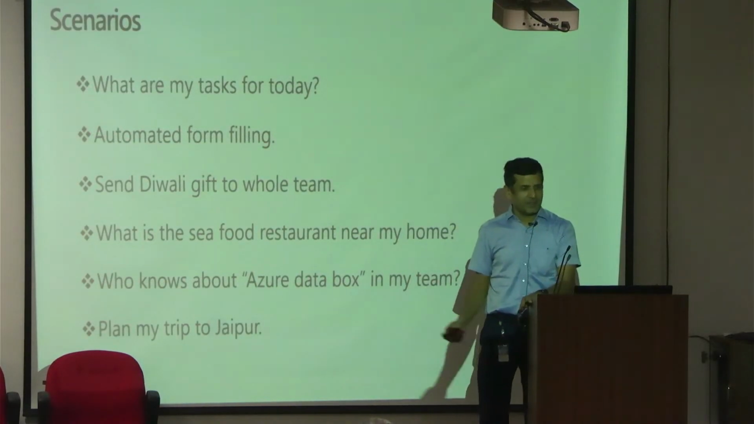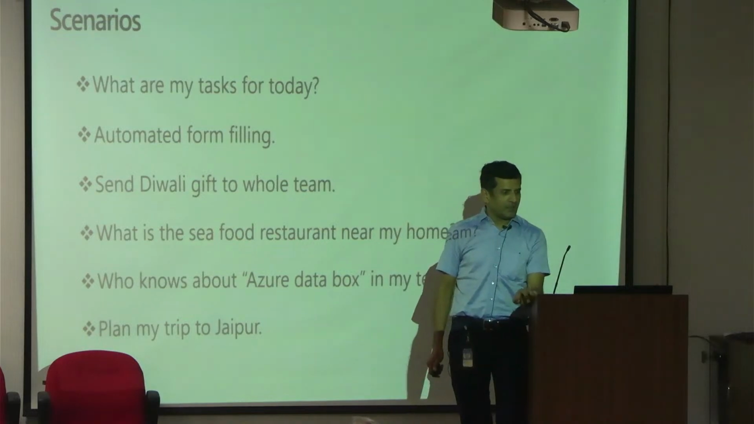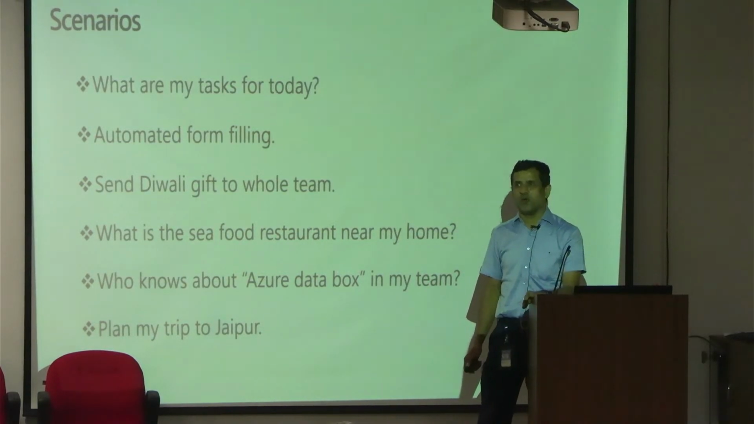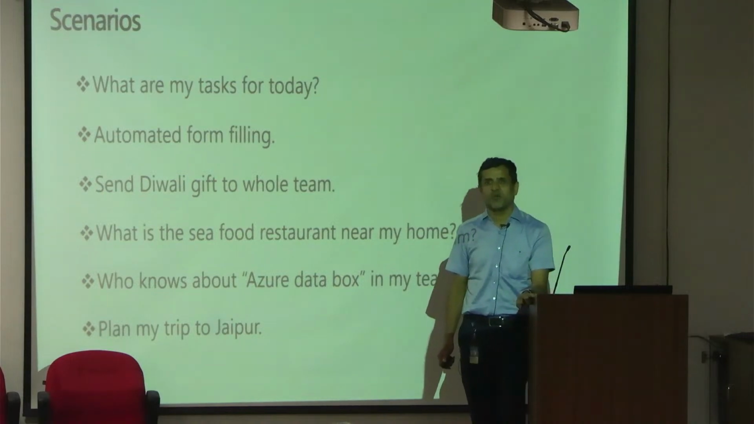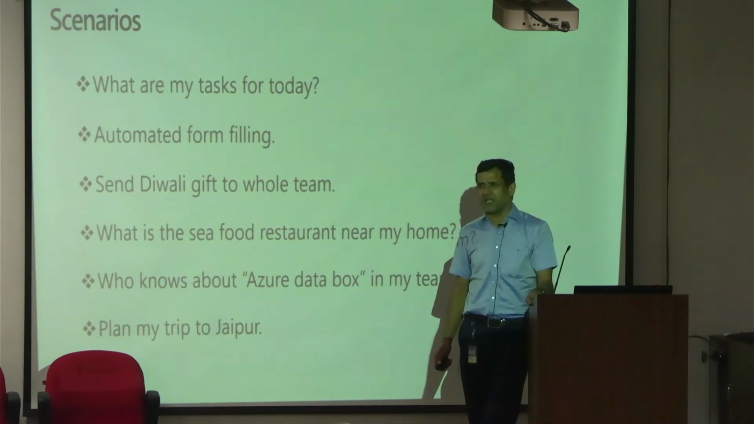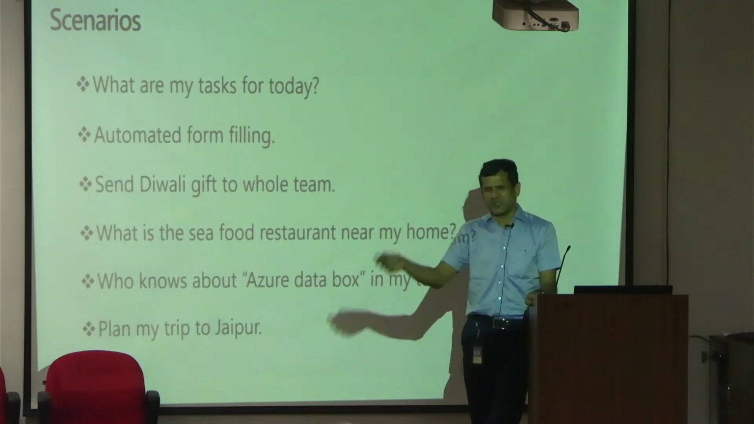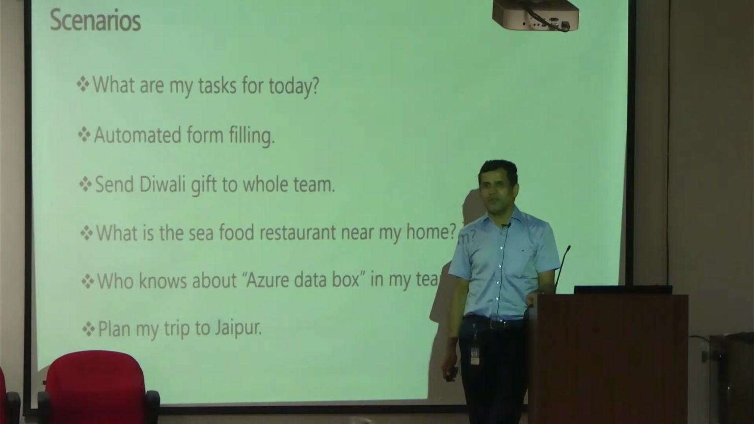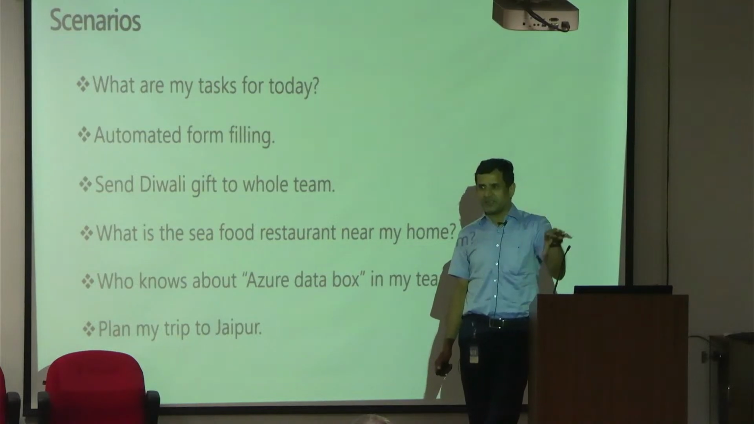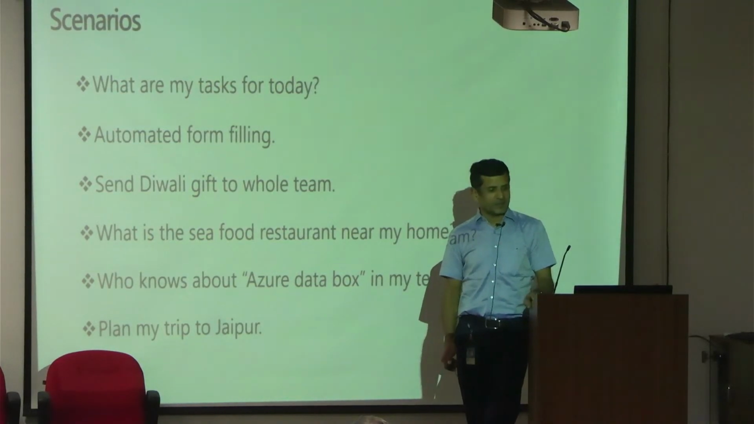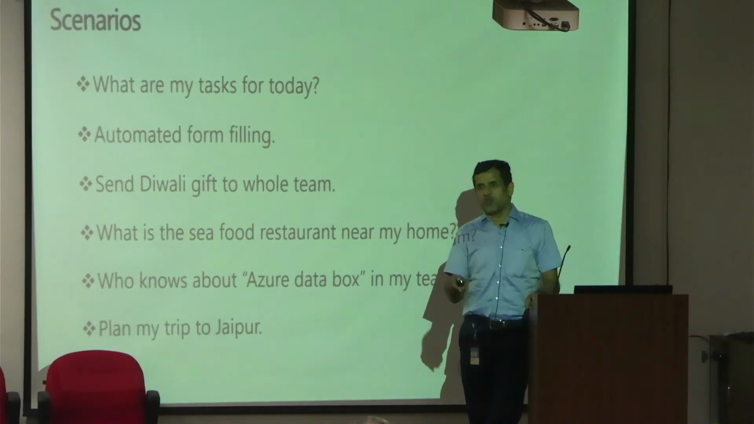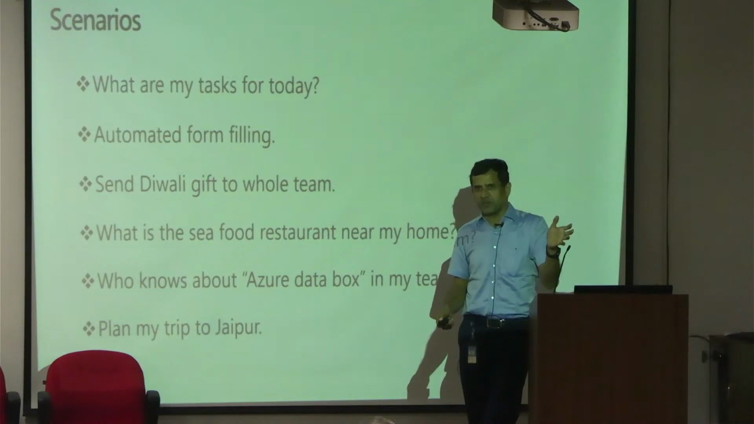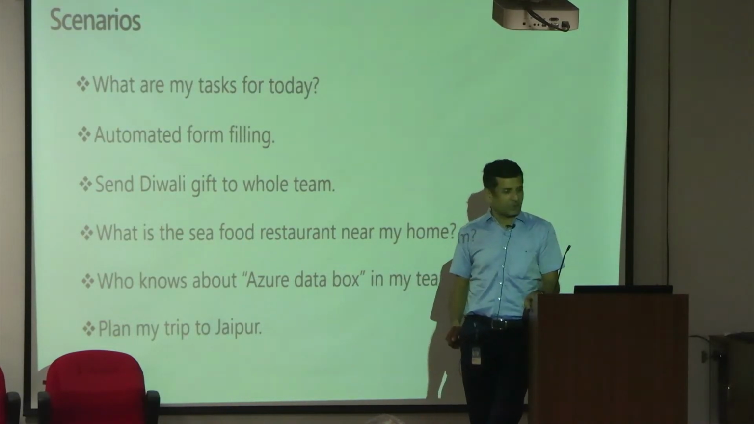For example, automated form filling. I want to send a Diwali gift to the whole team, so I need the addresses of the whole team. And addresses are there somewhere in my email or Teams chat, so I need not ask those addresses from the folks. What is the seafood restaurant near my home? This query involves web data as well as your own data, because when it says near my home, it needs to know your home address, and for the seafood restaurant it will probably get from the web, and then say that these two locations are closer to each other.